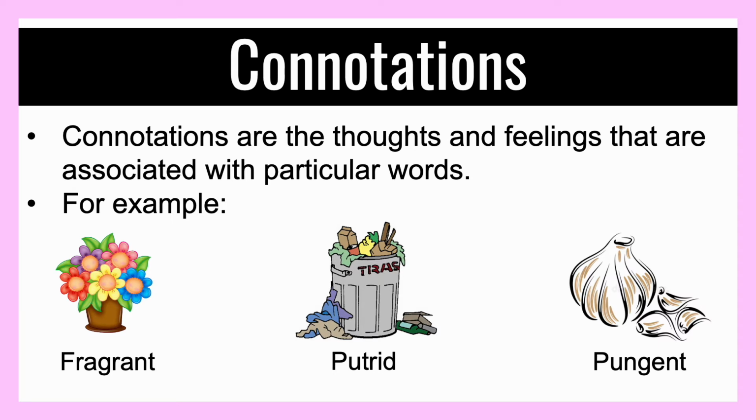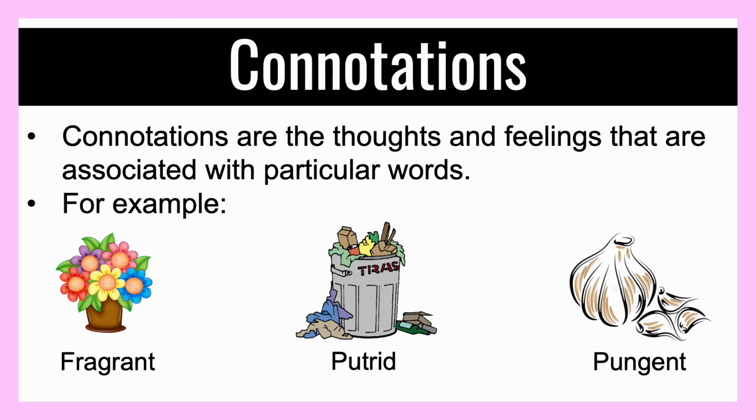So, as mentioned, connotations are the thoughts and feelings that are associated with particular words. So, for example, fragrant, putrid, and pungent are all words to describe a smell, but they have different associations to us as people. So for example, flowers would be fragrant, okay? It has nice connotations, aromatic, beautiful. Putrid, on the other hand, means that something's gone a bit off. It's a bit disgusting, a bit revolting.